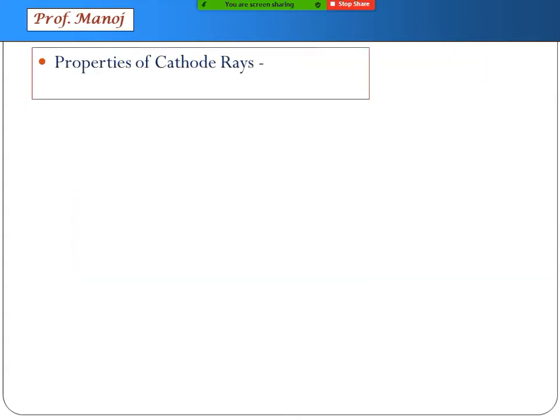Studying the properties of cathode rays, J.J. Thomson discovered electrons. The properties which I am discussing right away were not all discovered by J.J. Thomson. They were found by different other scientists, and were together taken as properties of electrons later on. The very first property is that cathode rays travel in a straight line from cathode to anode.